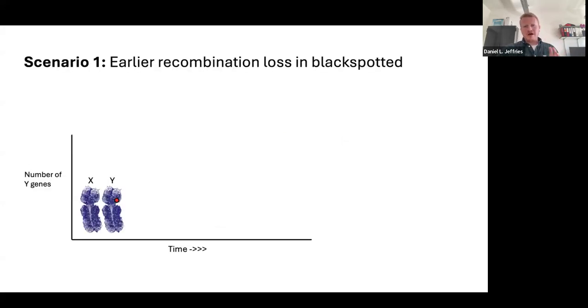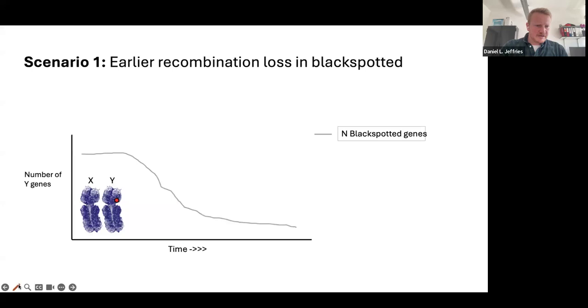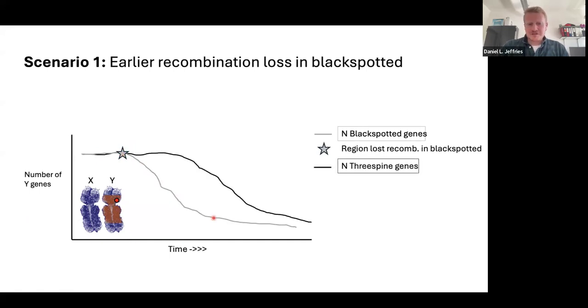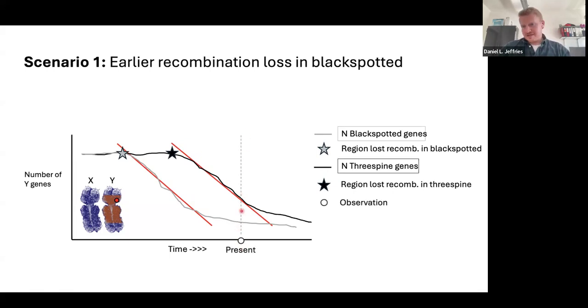And there's a couple of scenarios for why the black spotted Y chromosome may have degenerated more. The first is that part of the sex chromosome in black spotted lost recombination earlier. So if we imagine that this is the number of genes on the sex chromosome, let me just get the laser pointer out. And recombination was lost here, and then degeneration began. If the three-spine lost recombination in a region on its sex chromosome later, then even if the rates of degeneration were the same, at a given observation point, you would see exactly what we see in these two species, that more genes have been lost in the black spotted.